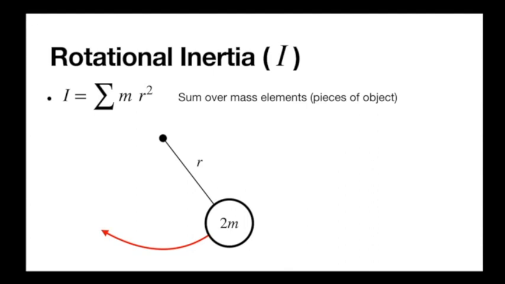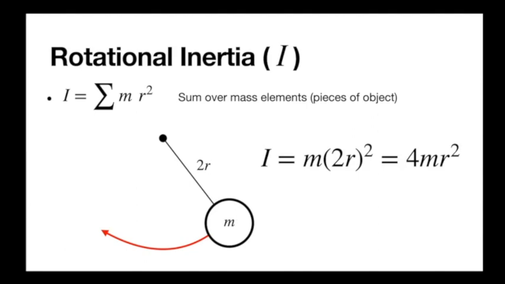What if we doubled the mass? We have one object of mass 2m now, distance r away. We plug that in, we get 2mr squared, right? The m is 2m, and it's still a distance r away. So we doubled the mass, and we doubled the rotational inertia. What if instead of doubling the mass, we doubled the distance? So say it's 2r away. Now when I plug in, I get m times 2r squared, or 4mr squared. So if we double the mass, we double the rotational inertia. But if we double the distance of the mass from the center of rotation, we quadruple the rotational inertia.